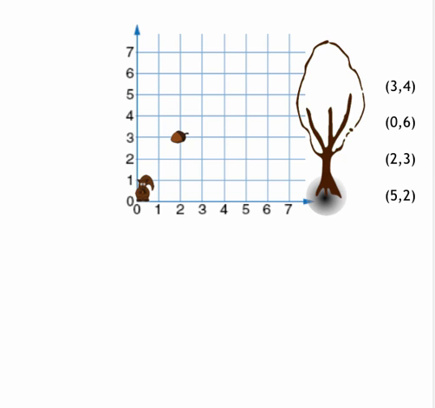So there is one more up there, (5, 2). We'll just let them think about where that would go. Oh yeah, we'll ask you guys, where do you think that one would go if we were to ask you to plot the acorn at (5, 2)?